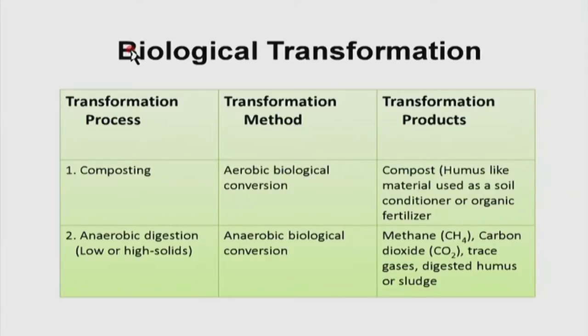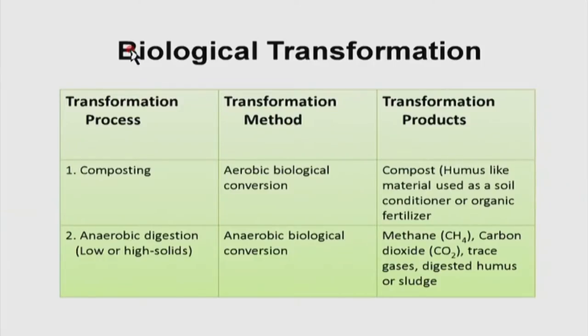What we produce is the compost. It's basically a humus material. You may know that composting is the most common thing which people know about solid waste. In fact, one of our participants even told us that she has composting happening in her house also. So that's one method which probably can be used.